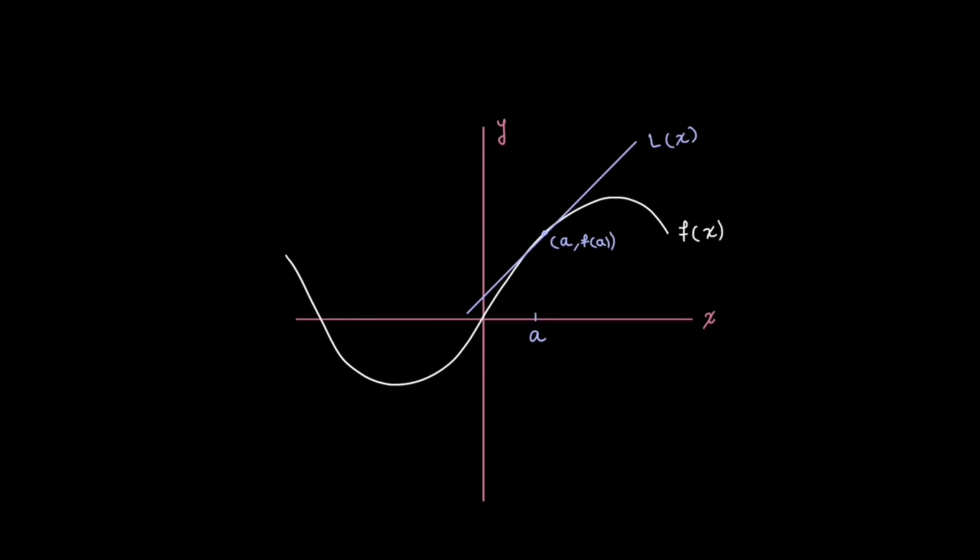Keeping in mind that L of x is a tangent line, we are going to use the equation of a tangent line to derive the linear approximation formula. So we know that the equation of a tangent line can be written like this. y minus y1 is equal to the slope m times x minus x1.